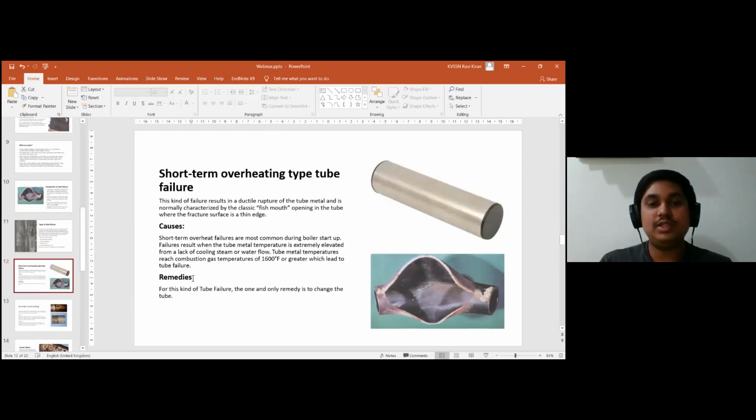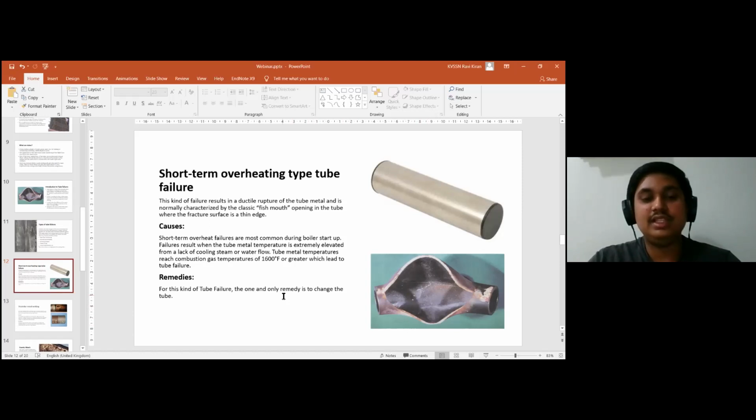Well, short-term overheating is basically due to the ductile nature of the material, which generally causes the tube to elongate and then explode in the form of a fish mouth, as we can see in this picture over here. This is caused mostly during boiler startups.